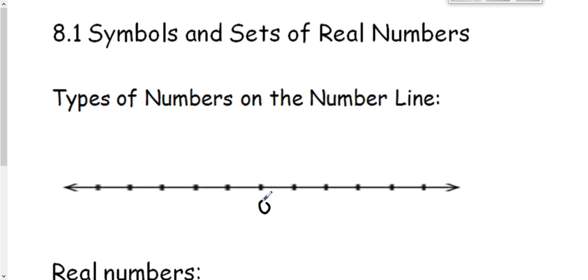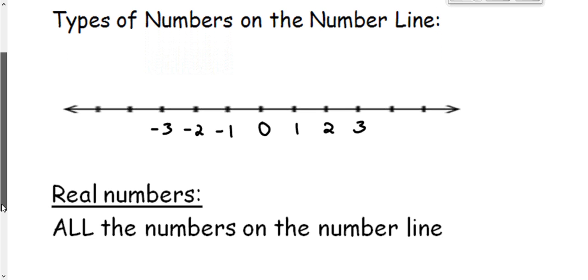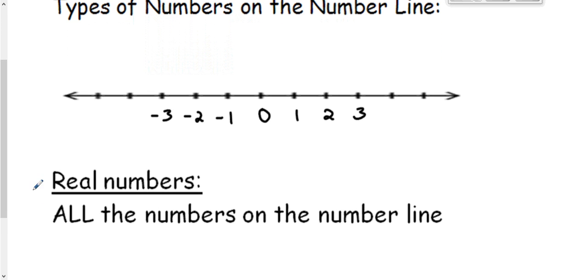So we would have 0. And if we go to the right, the numbers get bigger. 1, 2, 3, 4, 5, 6, and so on. And if we go to the left, the numbers get bigger, but they're negative. So -1, -2, -3, and so on. So all of these numbers that we see and all of the numbers in between those numbers are called real numbers. So the definition of real numbers is all the numbers on the number line.